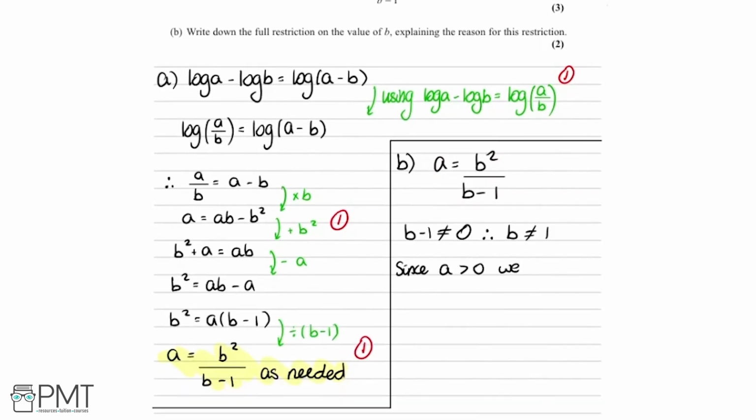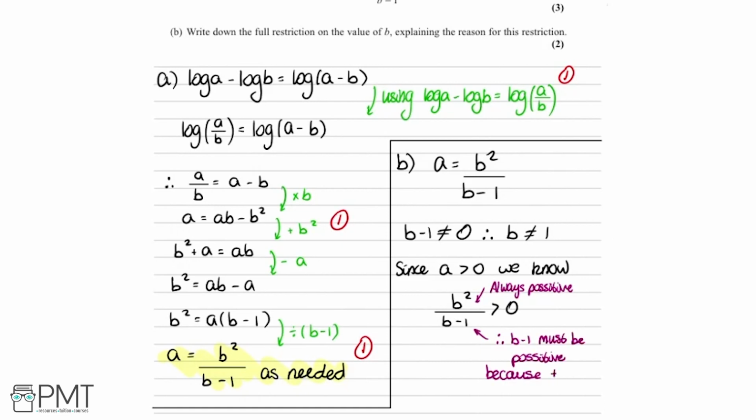So since a is bigger than 0, we know that b squared over b minus 1 must be bigger than 0. The thing to notice with this is that we've got b squared on the numerator, and if you're squaring something, it's always going to be positive. So we know the numerator will always be positive. And since this whole fraction needs to be bigger than 0, we know therefore b minus 1 must be positive.